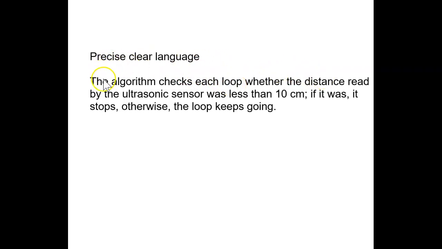Okay, so I think what this should be is, at the end of each loop, the algorithm checks whether the distance read by the sensor was less than 10 centimeters. If the distance is less than 10 centimeters, the loop stops. Otherwise, the loop keeps going. Now, this may seem like a small thing, but when multiple sentences like this get put in a document, then it becomes very confusing overall.